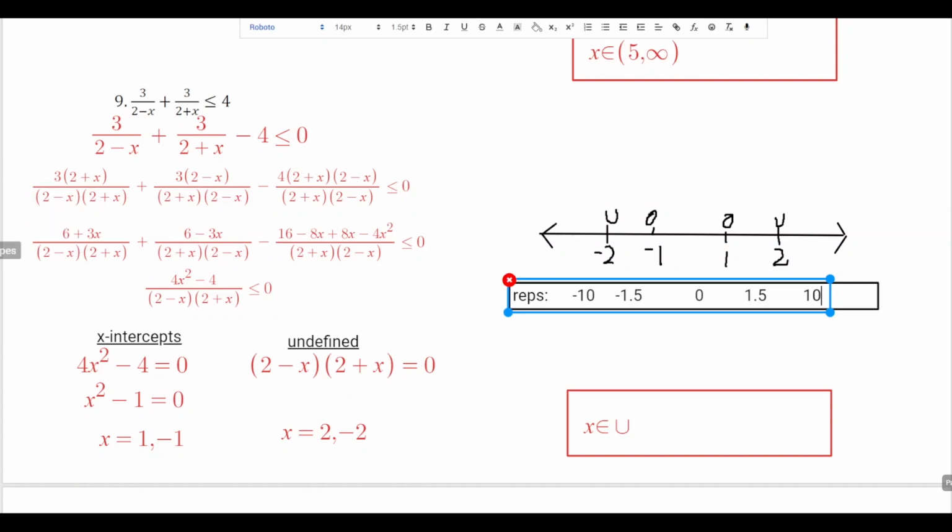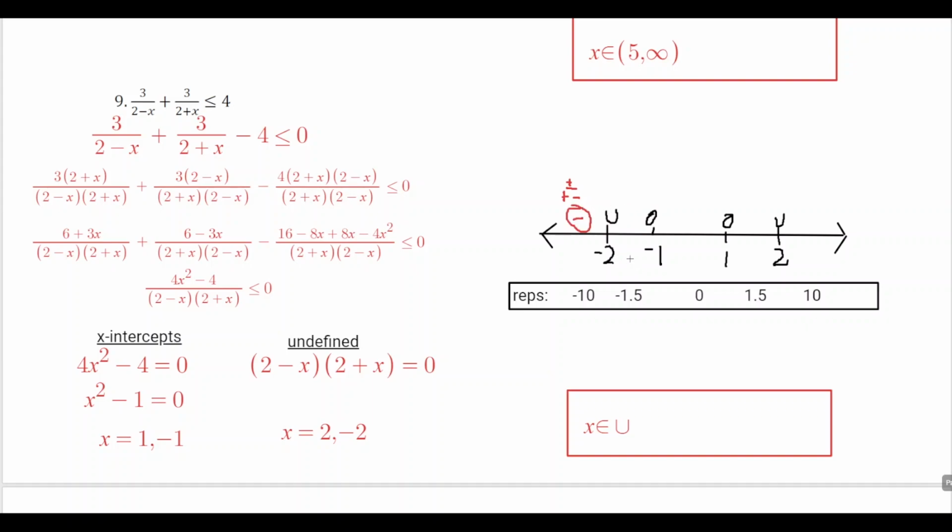Now this one's getting a little complex, so this is going to be the first time where I go back and actually write what it is that I have here. So if I plug in negative 10, I'm going to get a positive as far as the numerator goes, and then for the denominator, I'm going to get a positive times a negative. So this whole thing should be negative.